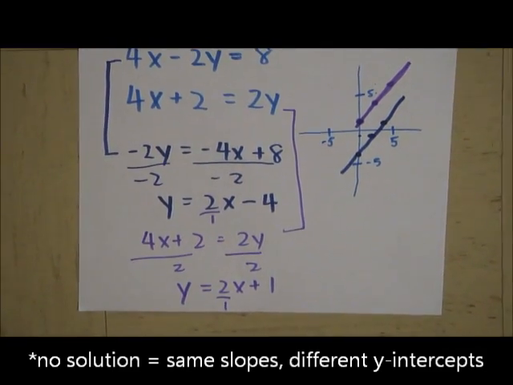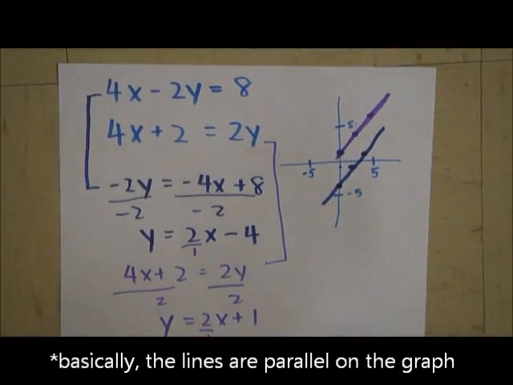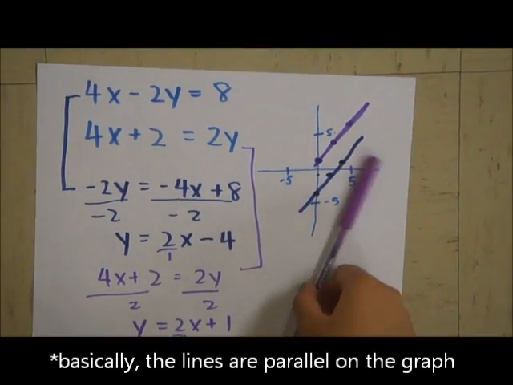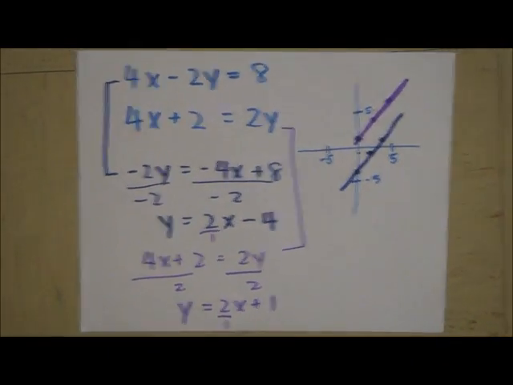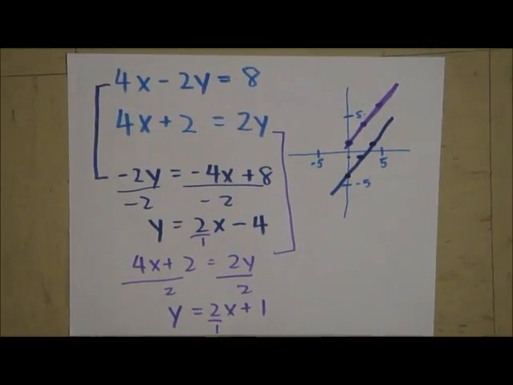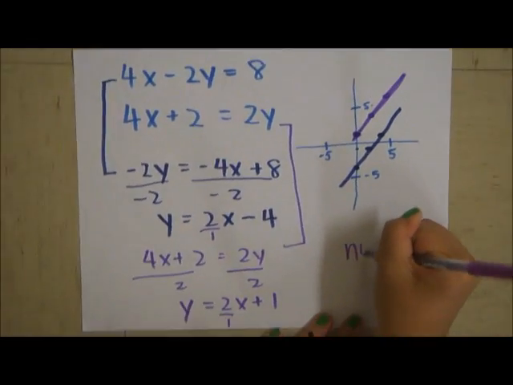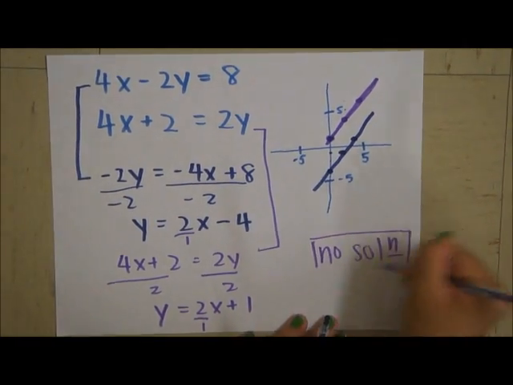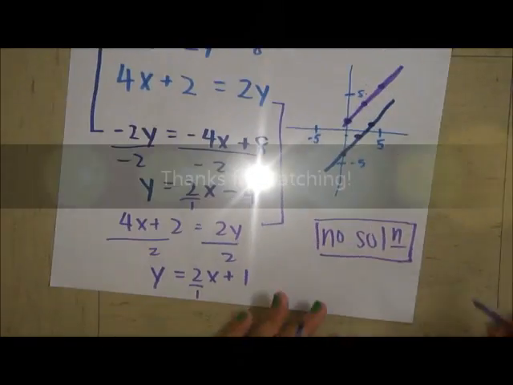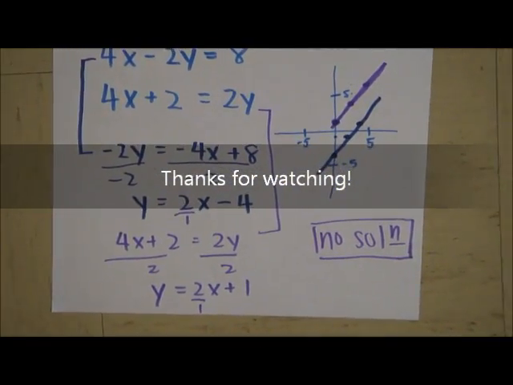This linear system, however, does not have a solution because the lines both go in the same direction since they have the same slope. So they will never intersect, which means they have no solution. So there's no solution for this. Basically, when they have the same slope but different y-intercepts, they cannot intersect on a graph, and therefore they have no solution.